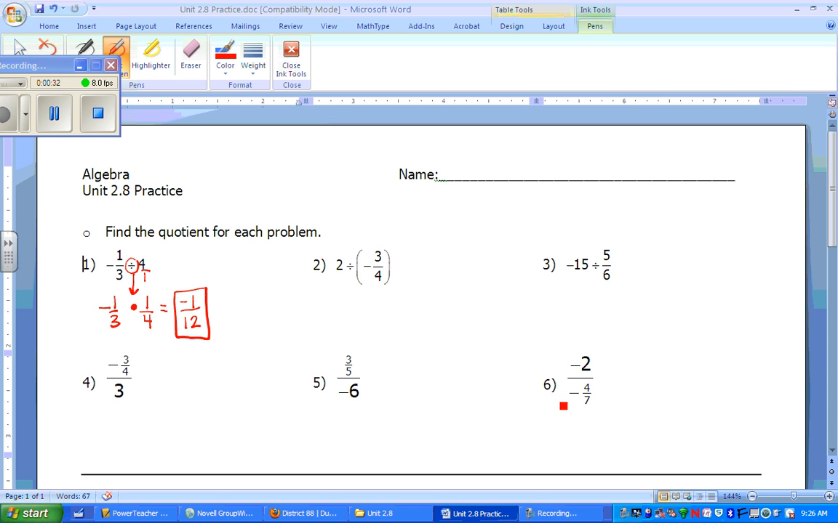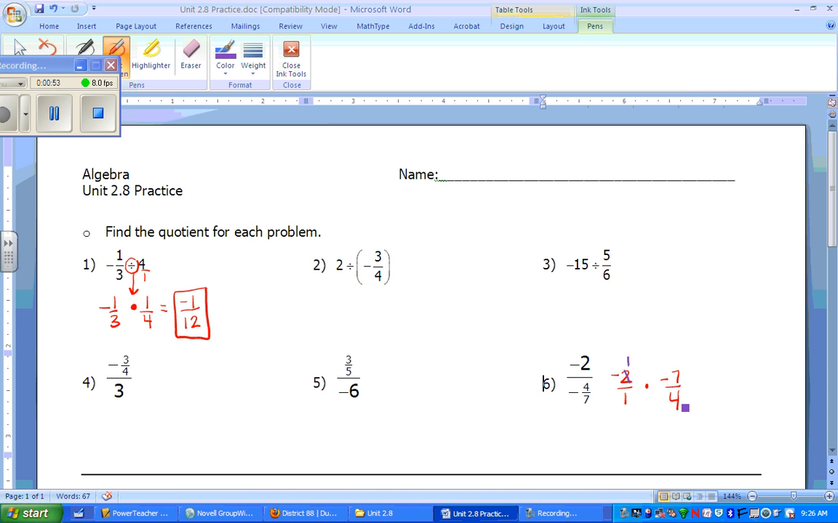Let's take a look at number 6. Remember, the top stays the same. The second one we flip. If we come across a situation that we can simplify before we even multiply, it is best to do that because it is easier to do it in your head.